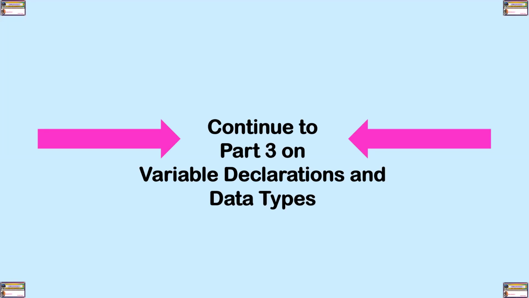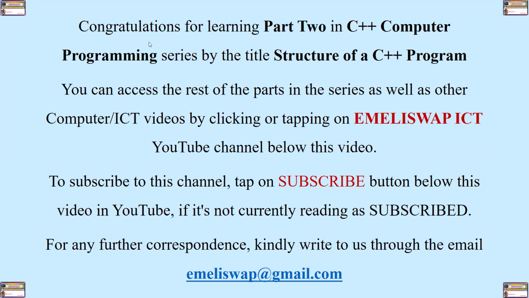And with that, my dear students and the rest of the learners, we have come to the end of part 2 of the series in which we have learned about the format or structure of a C++ program. You can now continue to part 3 of the series of tutorials in which we are going to learn about how to declare variables and data types.